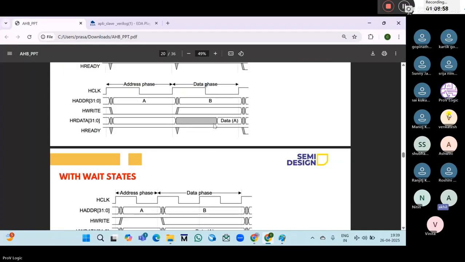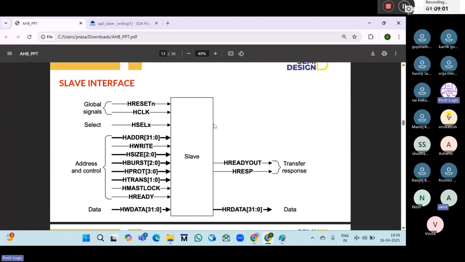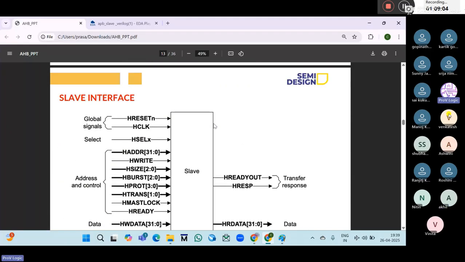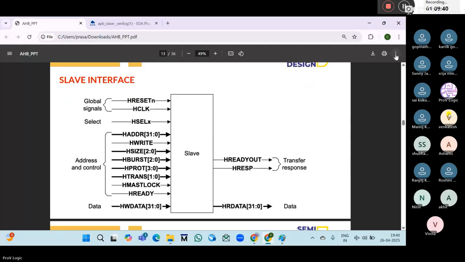Ma'am, what is meant by burst? Is it the same as the data width? Wait, I haven't completed the concept yet. Sorry to interrupt. Please continue. I'm just explaining the signals only. Without explaining the concept, if you ask questions, how can the remaining people understand? I'm just in the introduction only. Sorry, ma'am. Just ask relevant questions. If you ask a relevant question, I can spend an extra hour also.